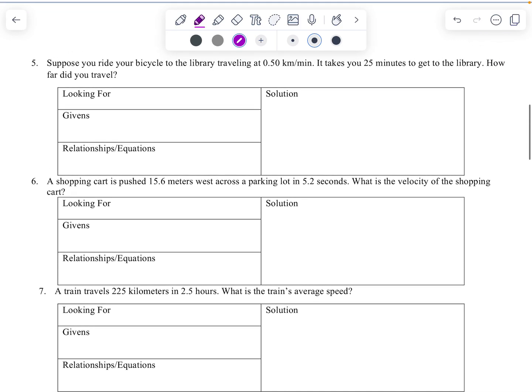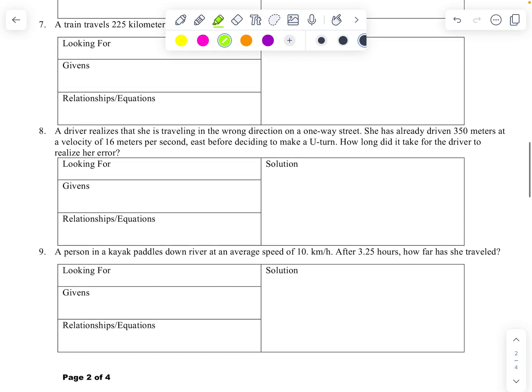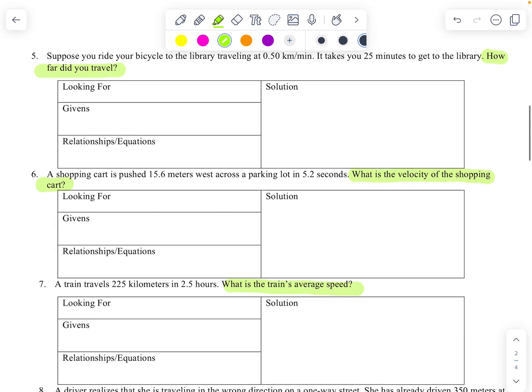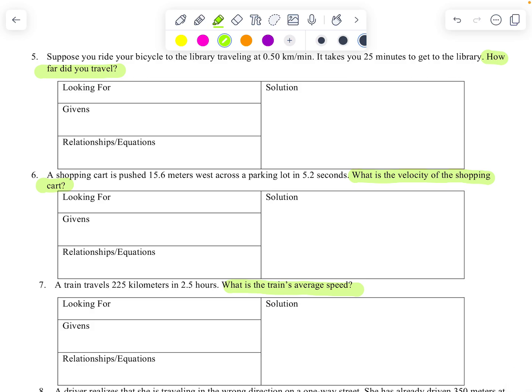Okay, I'm not going to do each and every one of these with you because you should be able to figure some of these out. But let's take a look at this next problem, and we're asked, how far did you travel? This one is looking for velocity. Don't forget velocity has a direction, average speed, how long, how far. That's this page. I might not even give you all 4 pages. So let's take a look at this.